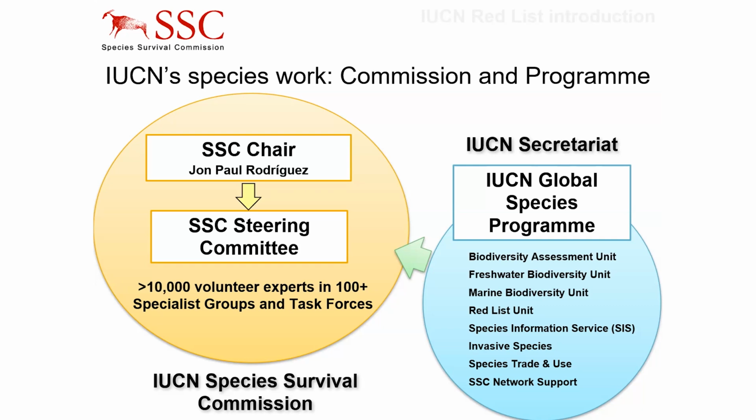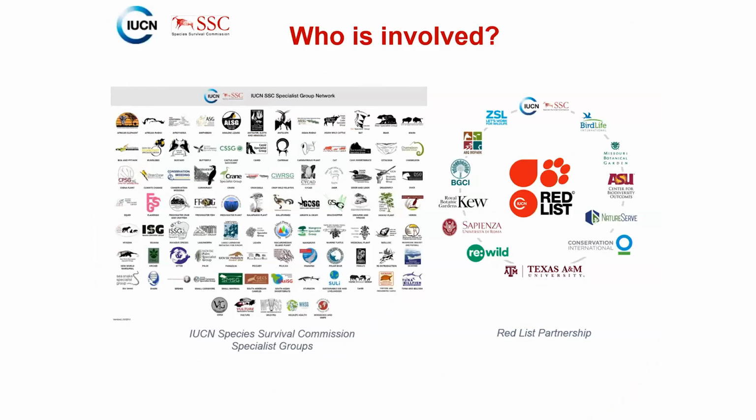The Global Species Program consists of several units, and it includes the Red List unit and other units that focus on invasive species and trade and use. They are also involved in marine work and freshwater systems. And there are a lot of other NGOs that are involved in compiling the Red List, or assisting in compiling the Red List and carrying out the conservation assessments.